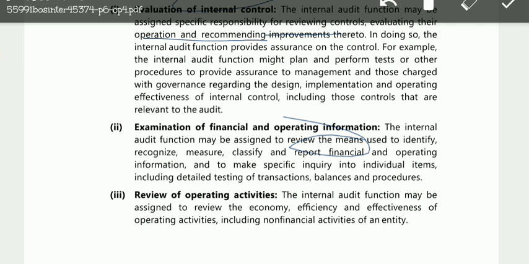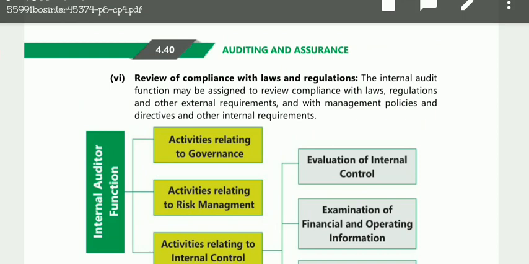So he can check whether the information is complete and whether a particular asset exists. Similarly, there are various assertions through which the auditor can conclude whether the information being used is correct or incorrect. Okay, third is reviewing of operating activities. The internal audit function may be assigned to review the economy, efficiency and effectiveness of operating activities, including non-financial activities of the entity. So he may observe and check whether operations are going on effectively and efficiently or not. And review of compliance with laws and regulations: the internal auditor can also check whether the work going on is in compliance with the laws and regulations or not.